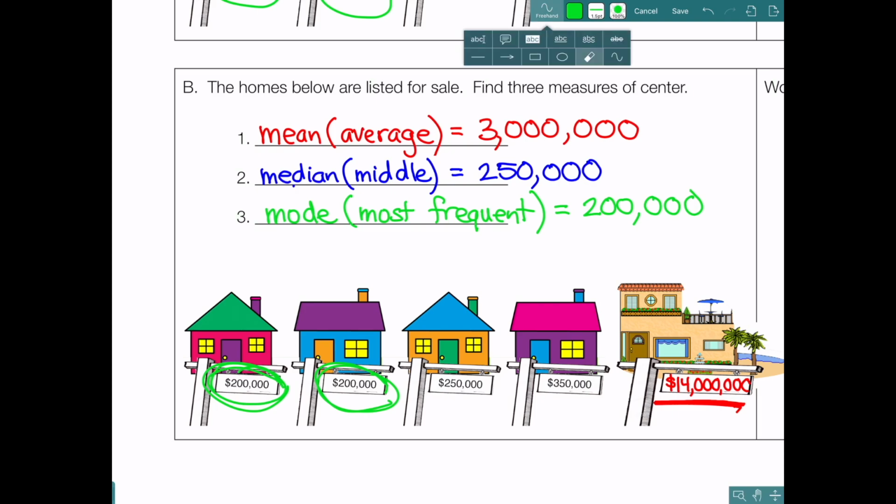So the 3 ways that we learned to measure the center today are the mean, the median, and the mode. And whenever you have an outlier, like this house here, oftentimes the median is a better measure instead of using the mean.